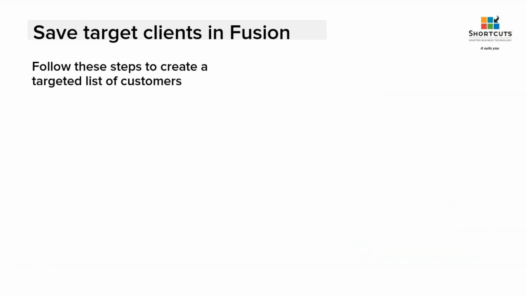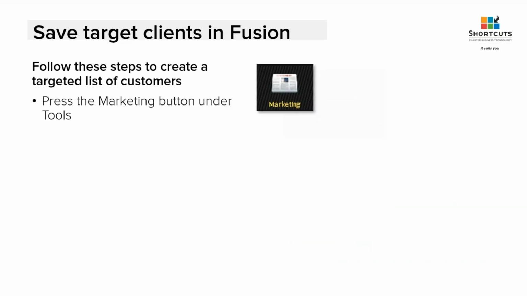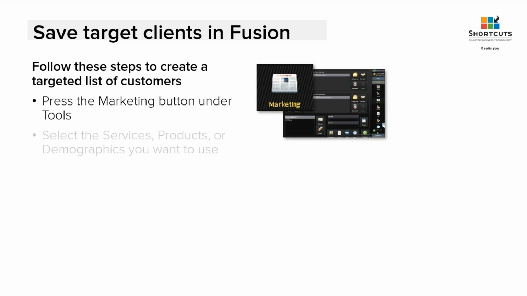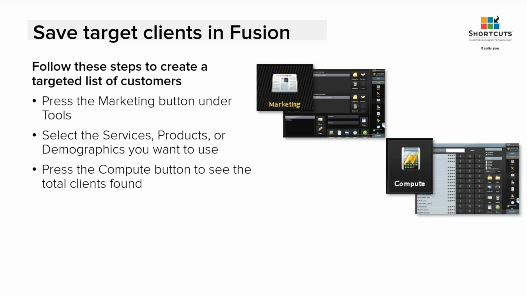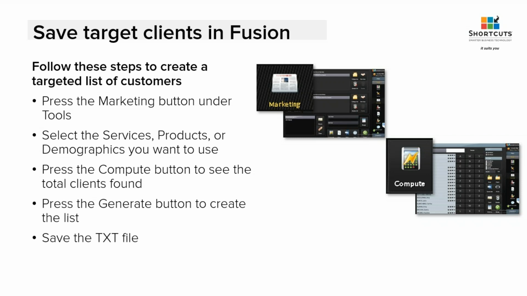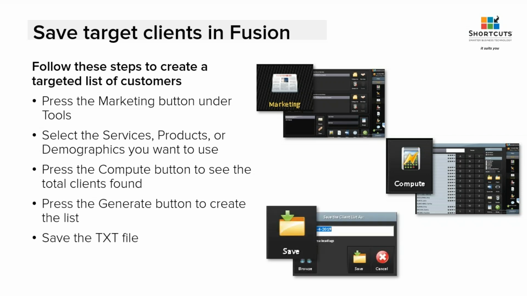So a quick review. If you have customers in Fusion in your Shortcuts point of sale, you're going to go to your marketing button under tools. You're going to select the customers based on a certain demographic, service or product, for example, and you're going to press compute to get that list of customers. Once you have your customers, you'll press the save button and save that text file to your documents folder or to your desktop, wherever you can get quick access to it.